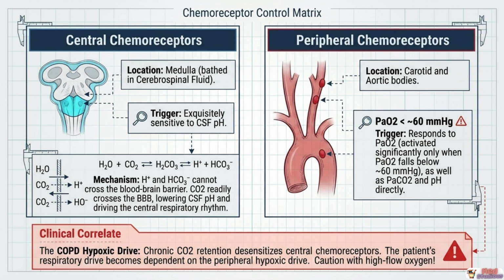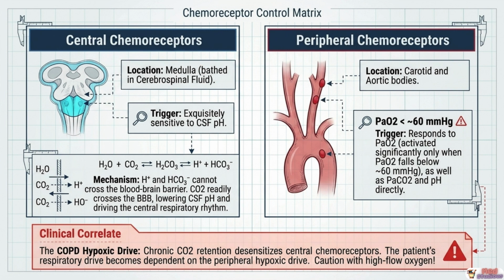Peripheral chemoreceptors, located in the carotid and aortic bodies, respond directly to PaCO2 and pH, but their response to PaO2 is fundamentally different. They become significantly activated only once PaO2 falls below approximately 60 millimeters of mercury, rather than responding proportionally across the entire normal range.